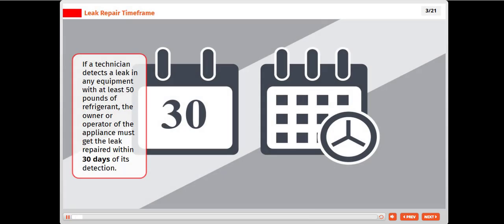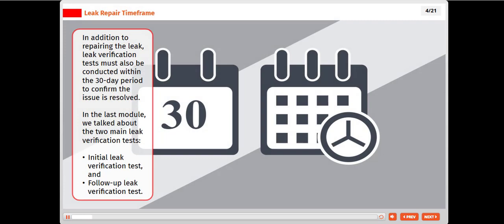If a technician detects a leak in any equipment with at least 50 pounds of refrigerant, the owner or operator of the appliance must get the leak repaired within 30 days of its detection. In addition to repairing the leak, verification tests must also be conducted within the 30-day period to confirm the issue is resolved. In the last module, we talked about the two main leak verification tests: initial leak verification test and follow-up leak verification test.